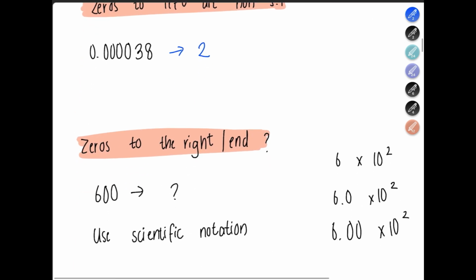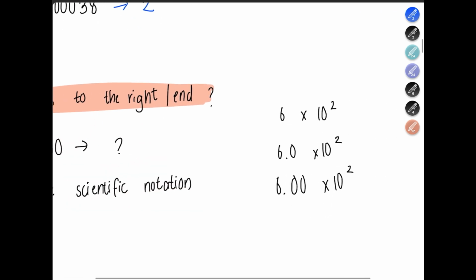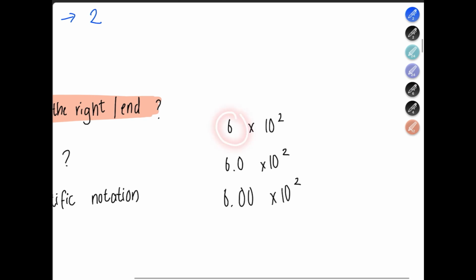Now what if the zeros are towards the right or towards the end? You have to use scientific notation to make complete sense of it. So for example, the first one is 6 times 10 power 2. This has 1 significant figure only. The second one has 2 significant figures, and the last one has 3 significant figures.